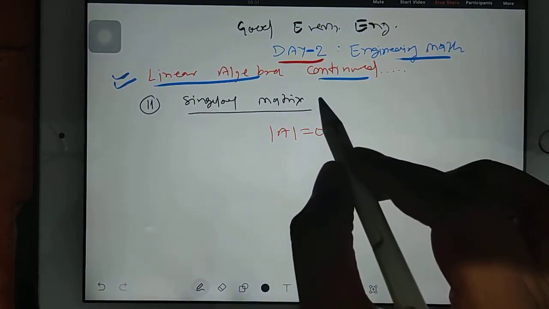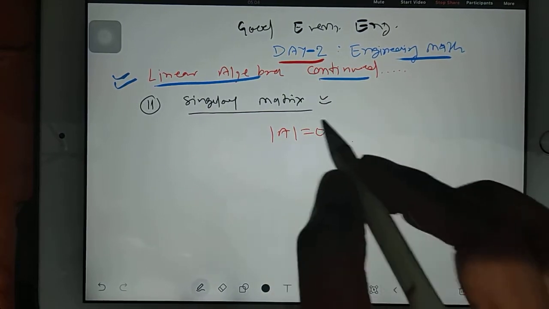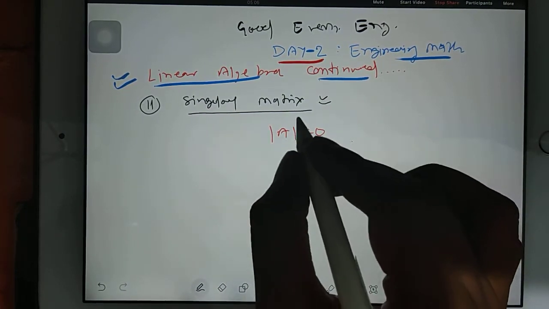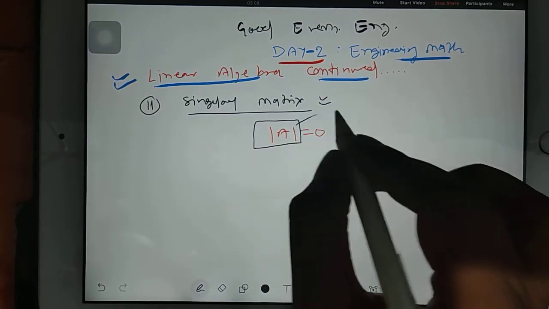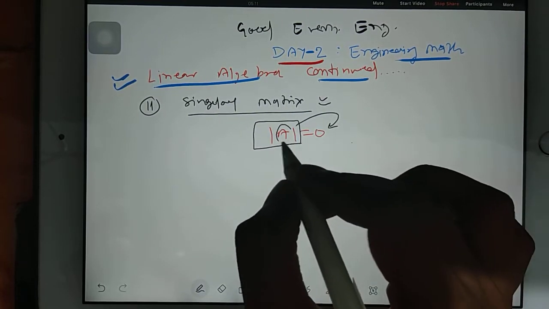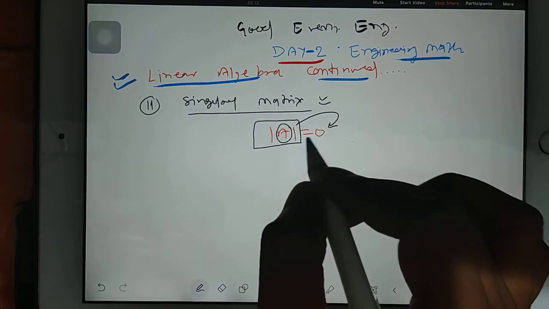So our last topic was singular matrix, and we know what a singular matrix is: when we find the determinant of any matrix, and if the determinant comes to 0, then we call that matrix singular. The matrix A which is given is singular.